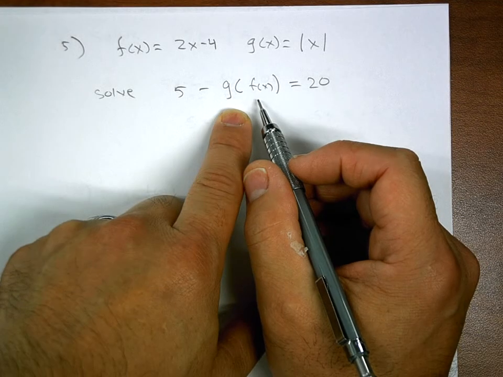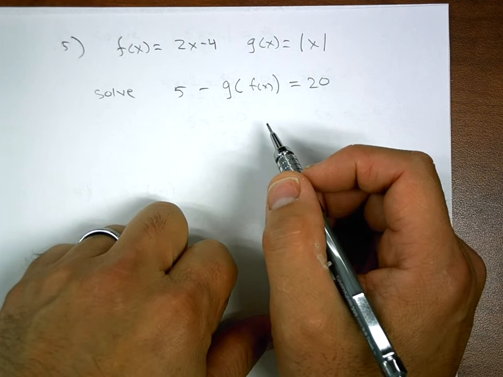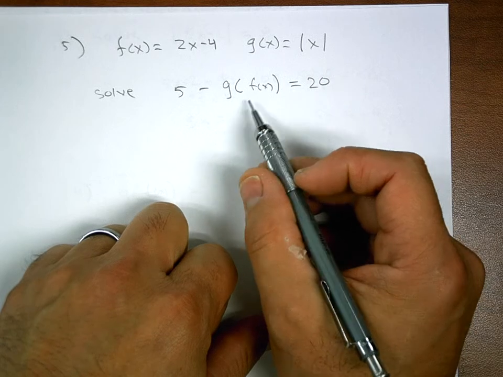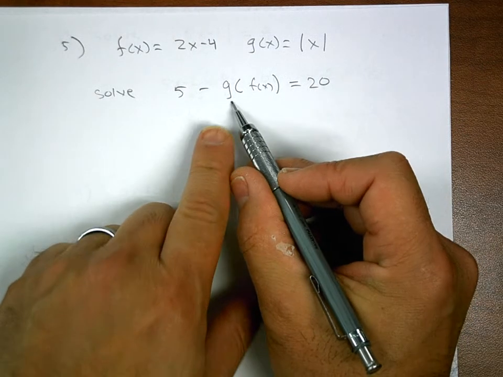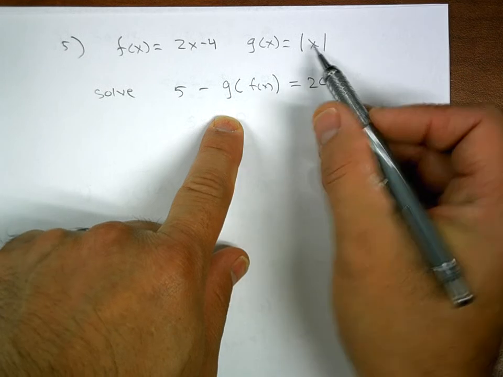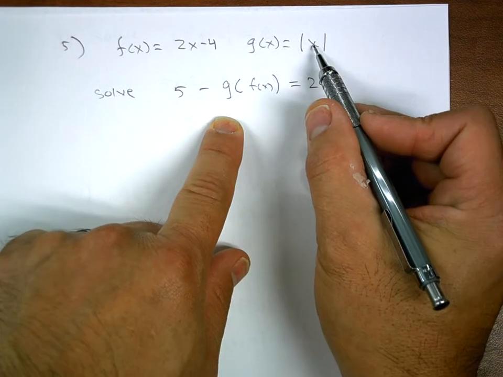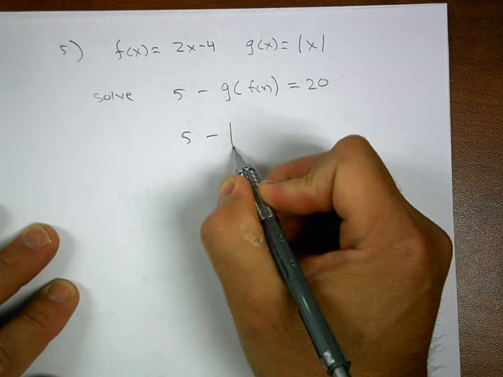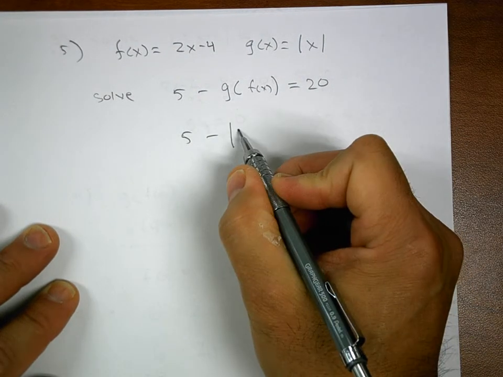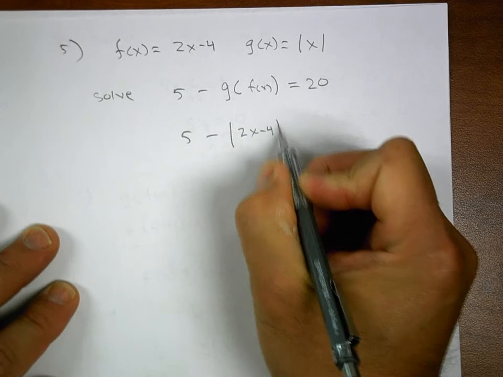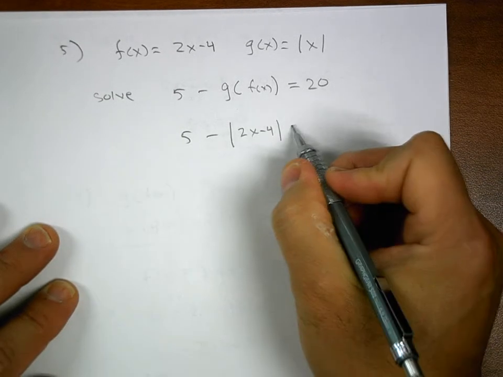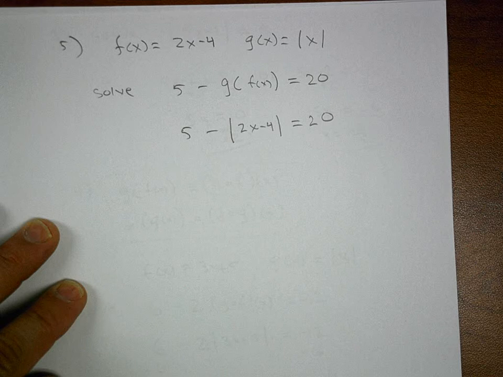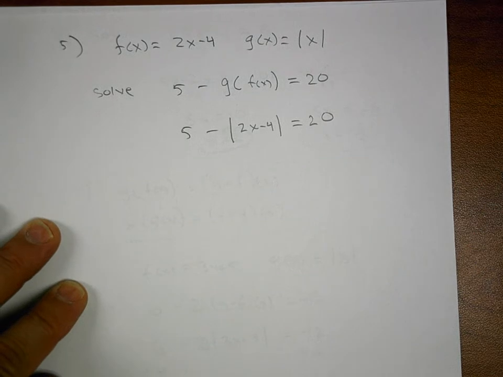So main function is which one? Main function is g, and so we plug into the main function. So it's just right there. So it's 5 minus absolute value of 2x minus 4 equals 20. Okay, so what do we do first?